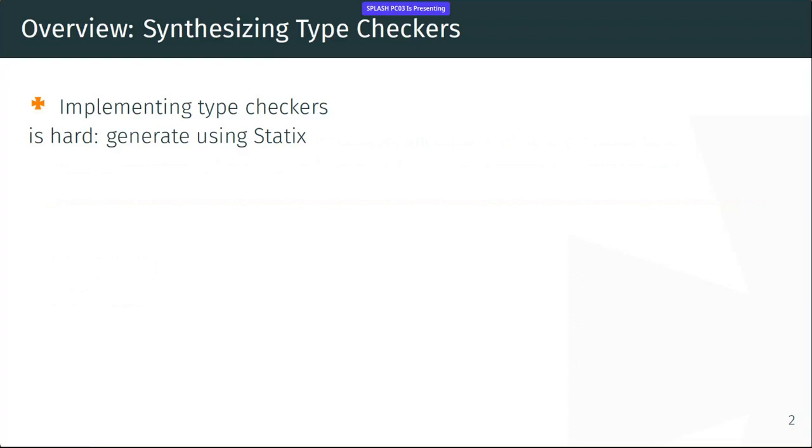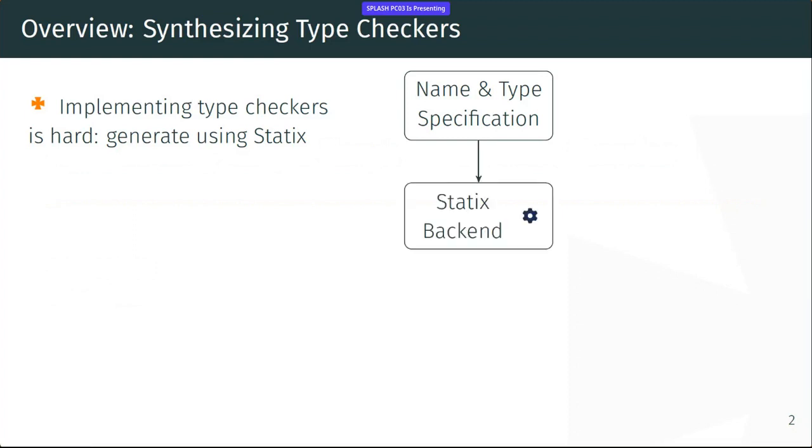So as a language designer, you only need to think about, well, what is the semantics of my language? And a backend will take care of generating all low-level scheduling details. And a possible way to do that is using the Statix meta language. So how does that work? A language designer writes a specification of his language that includes name binding rules and type checking rules. This specification is then given to the backend of the Statix language, which generates a type checker for it. And this type checker can be used as executable to type check real-world programs.